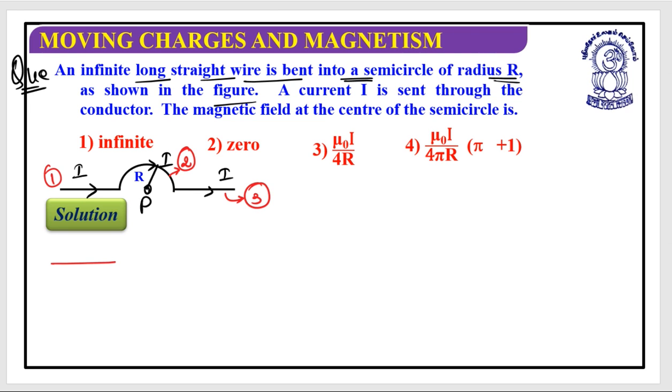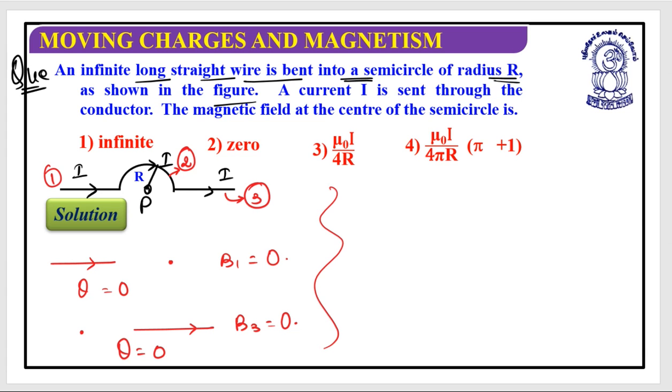So for the first segment, it is this situation. This is the case where theta equals 0, so B1 equals 0. For the third, this is the situation. Again, theta equals 0, so B3 equals 0. Now I have been left with the second segment.